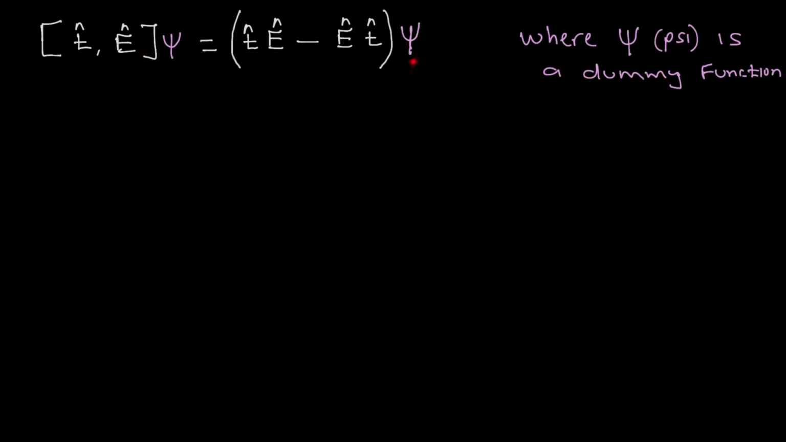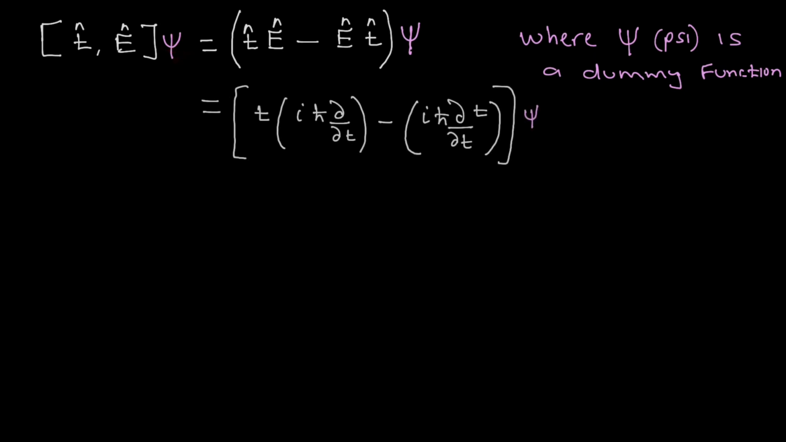Multiply both sides of the equation with psi. Psi is a dummy function because the operators are meaningless on their own. In order for them to be functional, they have to act on a function. That's why it's multiplied by psi. So now I have replaced the operators with their values. That's the E value, and that's E, and that's T.